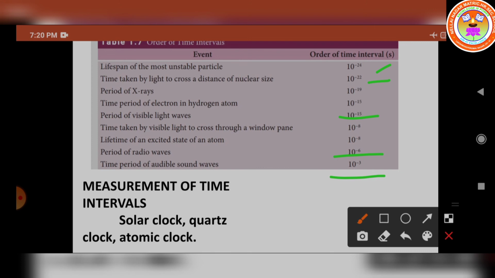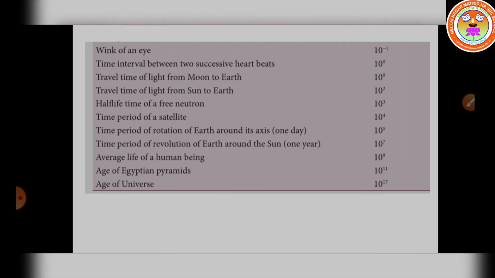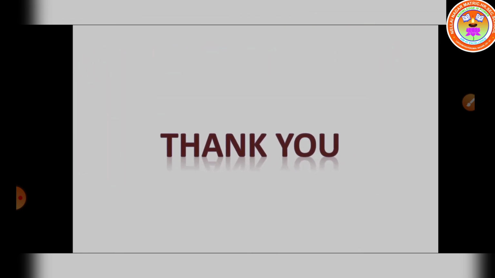So this one is given as what? The order of time intervals. The event and order of the time intervals are tabulated in the textbook also. Once you have to read what is the range and order of lengths, what is the range of masses, and what are the order of time intervals. Once you have to read. Okay. I hope you understand what and all we have discussed in this video. Thank you.